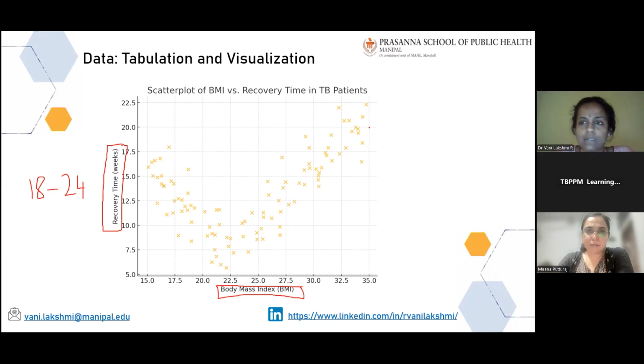So, less than 18, it is actually considered to be not healthy, underweight. Again, risk for participants, study participants. So, what is the interpretation based on your finding?